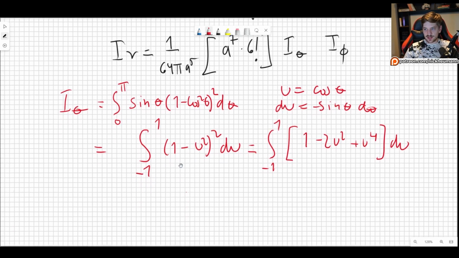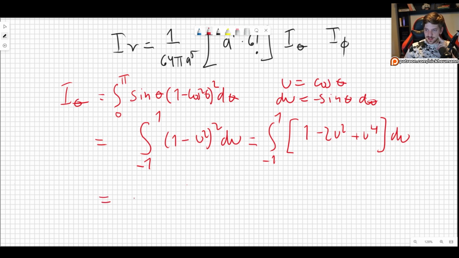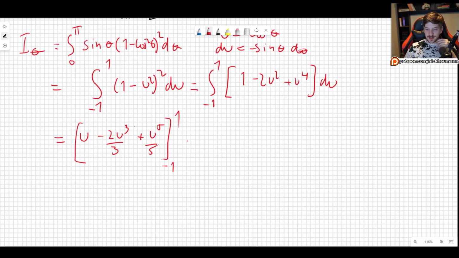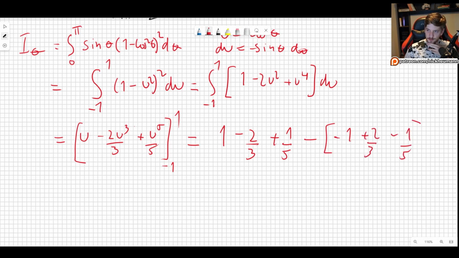And this integral is very, very easy, right? It's simply polynomials. So this would be u minus 2u cubed over 3 plus u to the 5th over 5. And we have to evaluate all of this between minus 1 and 1. So now just evaluating this, we get 1 minus 2/3 plus 1/5. And then we get minus 1 plus 2/3 minus 1/5.